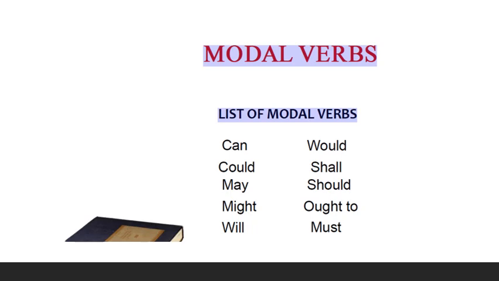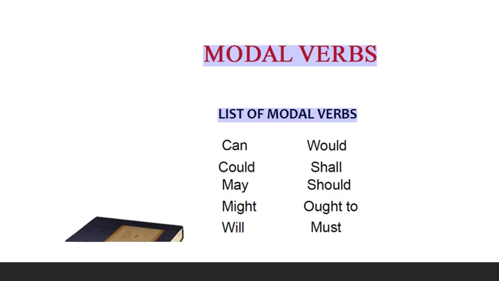Now, where do we use the modal verb can? Can is used for ability and possibility. Ability: I can swim. Possibility: my friend can visit me next week. That is a possibility, right? It is also used for permission: Can I bring it here? It is also used for request: Can you help me?